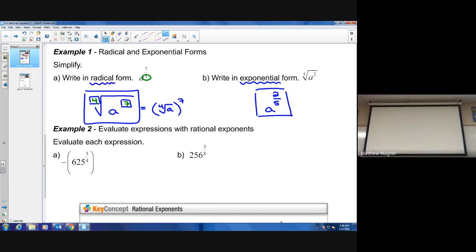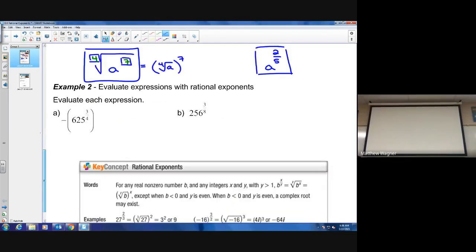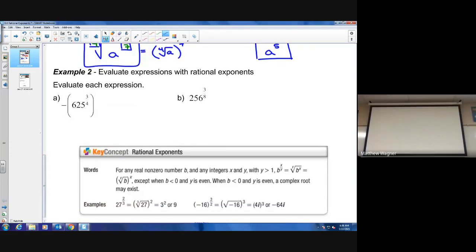All right. Continuing on, we're going to evaluate. It's kind of the same idea. I would always encourage you to do the root first and then do the power. So I would almost think of this problem as 625 to the 1/4 cubed. And the reason I like to do that first is mentally I can figure this out. I know the 4th root of 625 is 5. So then 5 cubed is 125. And then we take the opposite of it.